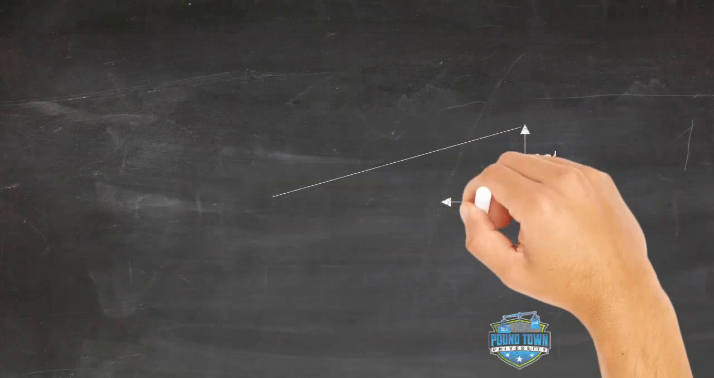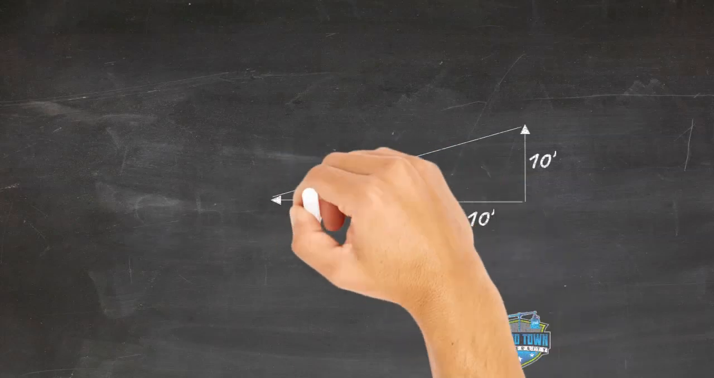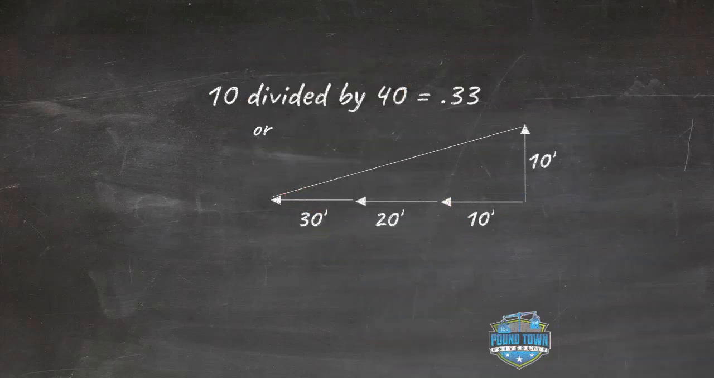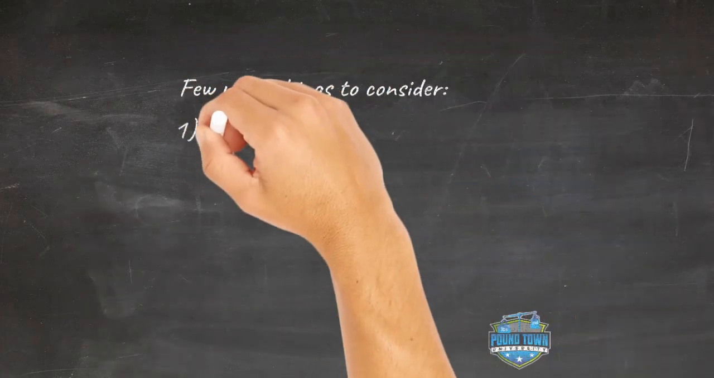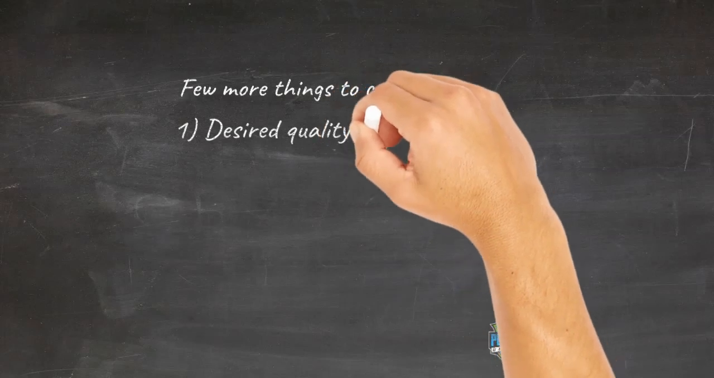Here's another example. Let's take a 10-foot vertical and divide it by a 30-foot horizontal. That equals 0.33. It could also be expressed as a percentage, 33%. Expressed as a ratio, it would be 3-to-1. Now that you know how to read gradient ratios and factor them, I'd like to touch on a few other things that you may want to consider when determining your target application rate.